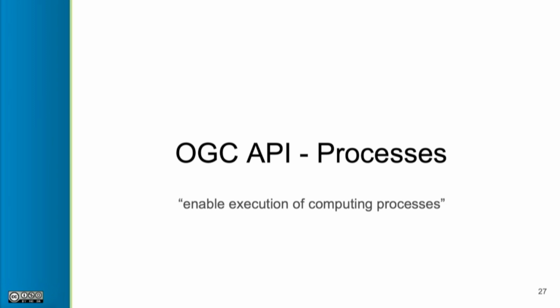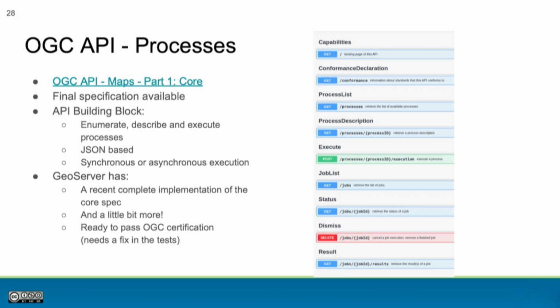For OGC API Processes, this enables you to execute processes on the server side. We've got part 1 implemented, and this is, once again, the final specification is available. In this case, it's a building block. It allows you to enumerate, describe, and execute processes, JSON-based, and it supports synchronous or asynchronous execution. We've got a recent implementation, and we've provided like a few extra capabilities that we're interested in. We are ready to pass certification tests on this one.